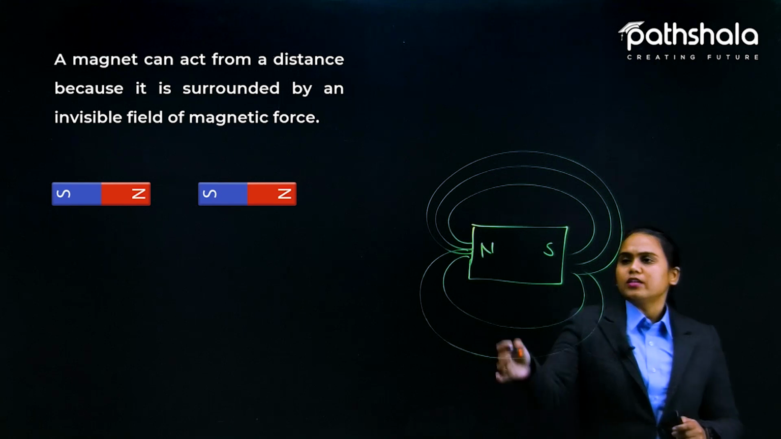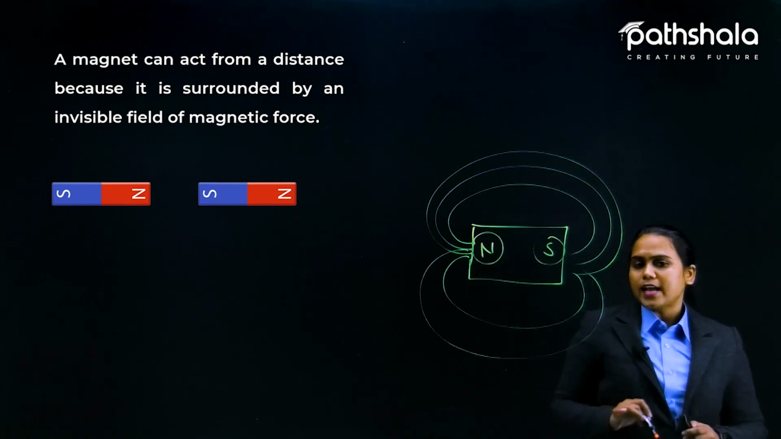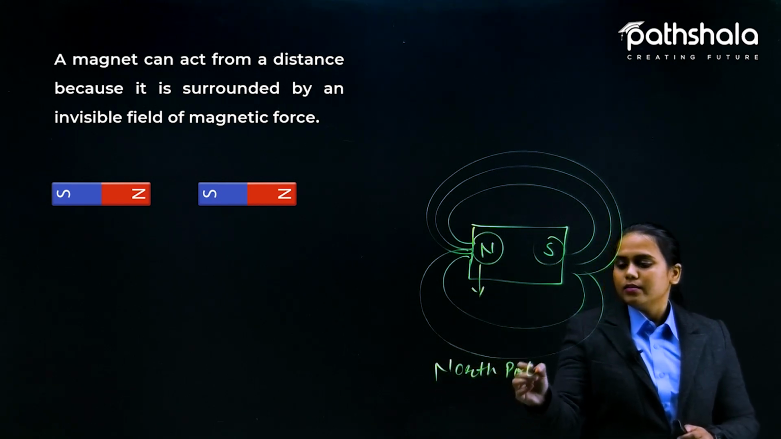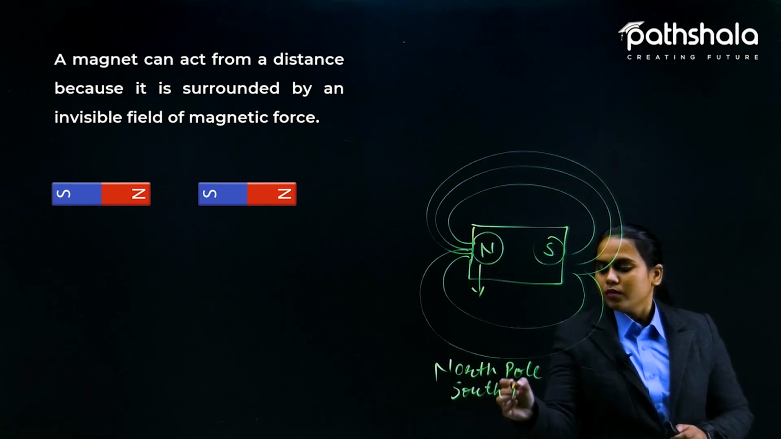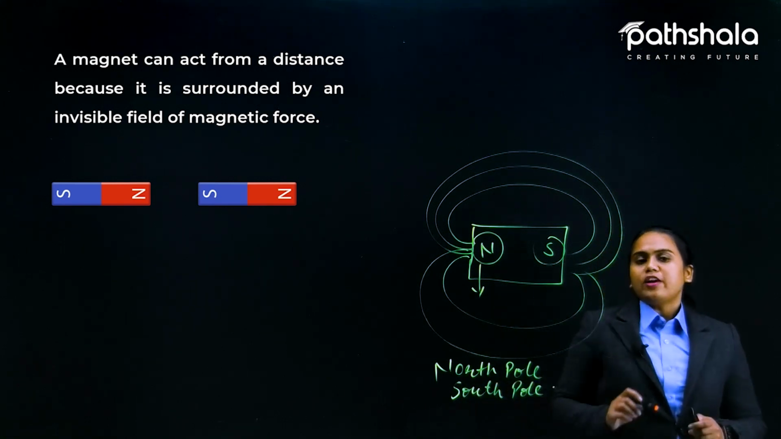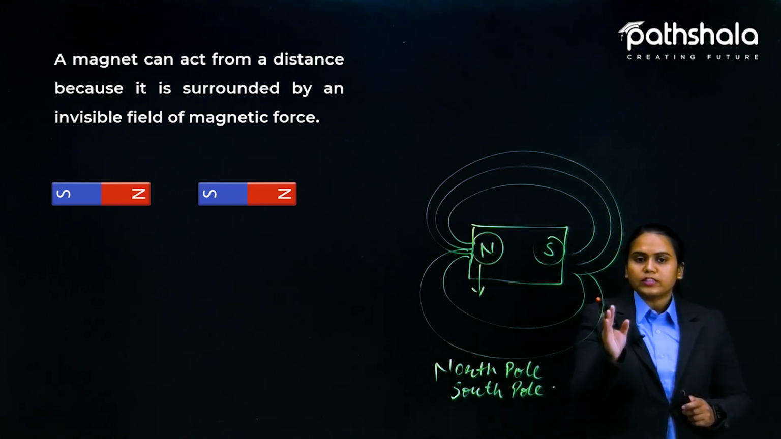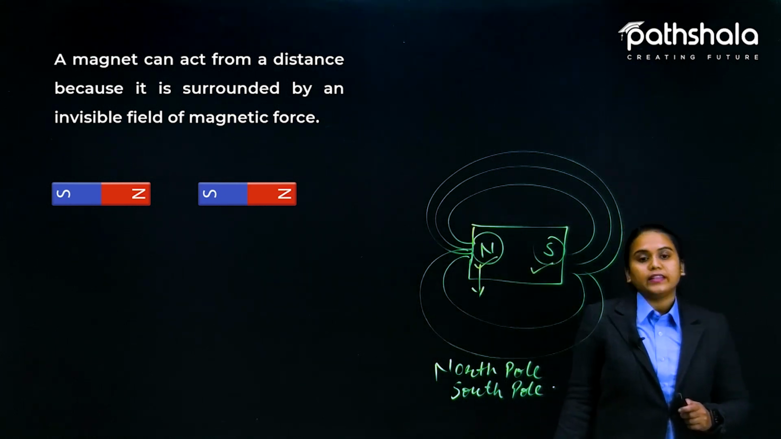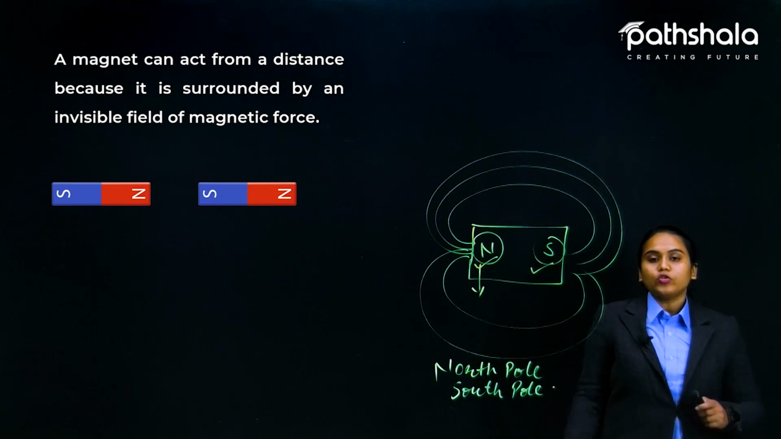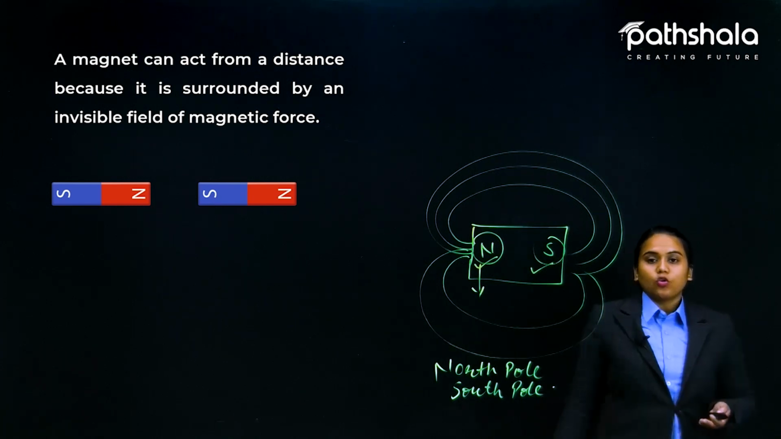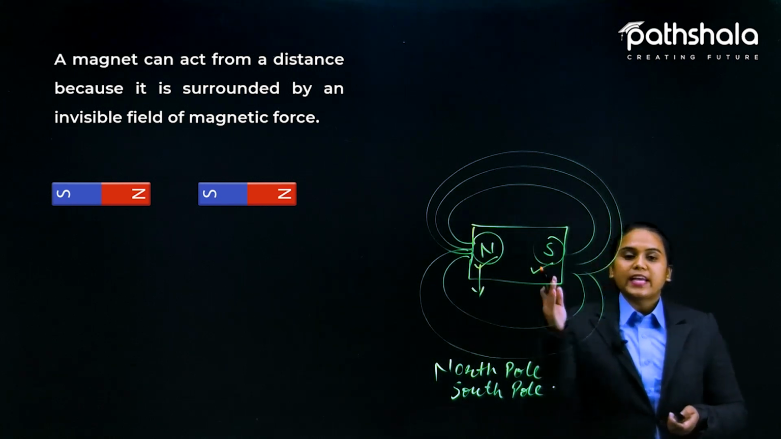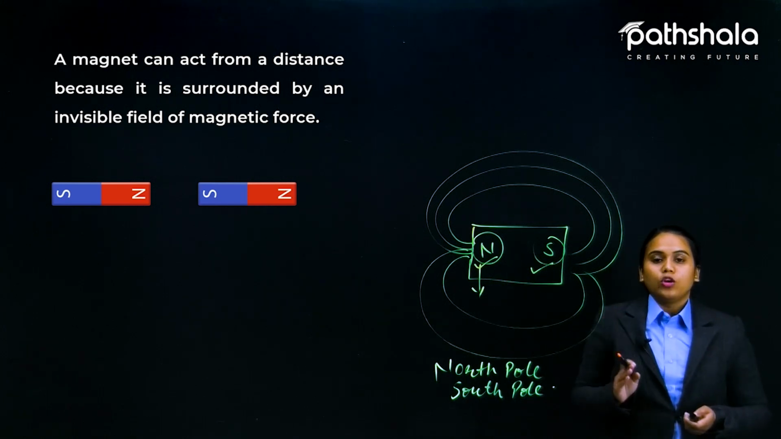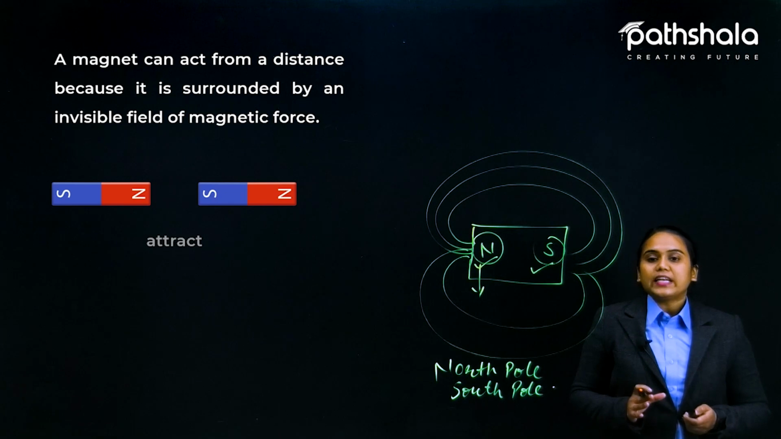Okay, so here students, it is written N and S. What is this actually? This is actually a north pole and a south pole. In every magnet, we can see that there are two types of poles, that is north pole and south pole. And if we keep them side by side, whenever a north pole is beside a south pole, like in the diagram, they are going to attract each other.